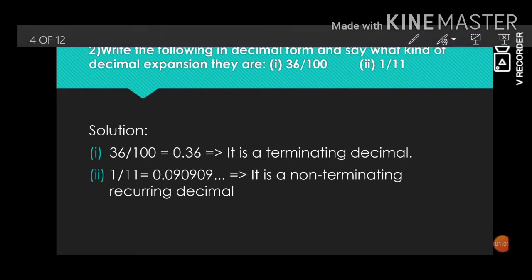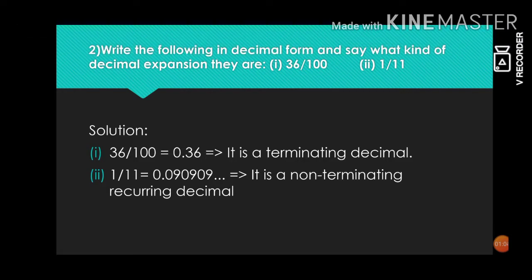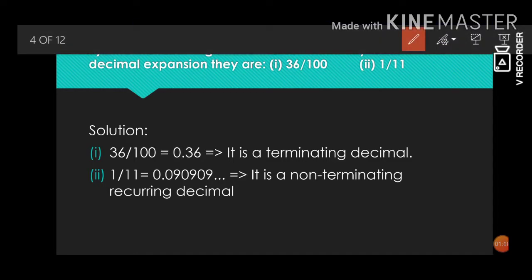Question number 2. Write the following in the decimal form and say what kind of decimal expansion they are. So the first one is 36 by 100. 36 by 100 in decimal form can be written as 0.36, and it is a terminating decimal. Terminating decimal means where the decimal ends, where the division terminates.